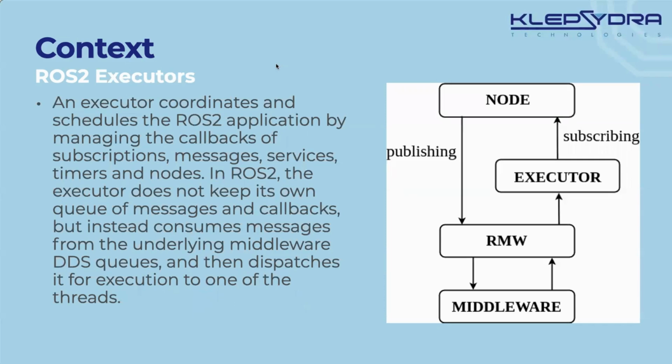Going further a little bit into what the executor is, like I mentioned, the executor is not directly connected to the middleware, but is actually connected to the RMW in order to receive and send messages to the middleware. So this is a very important element of ROS2, because even the fastest executor doesn't mean that the system will be fast. There is a strong dependency of the application performance on the RMW, but this is out of the scope of this research.